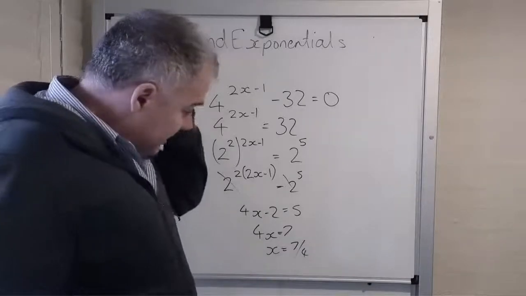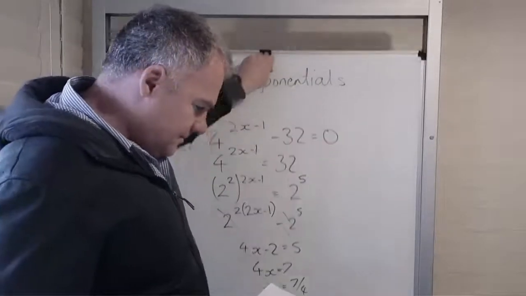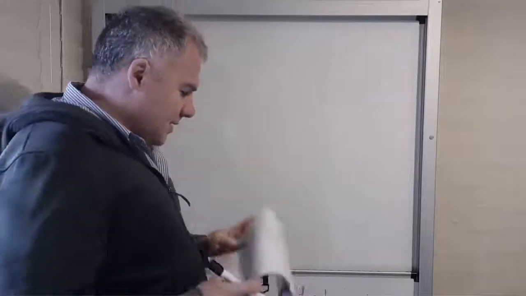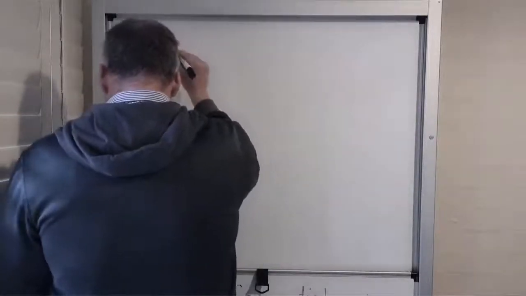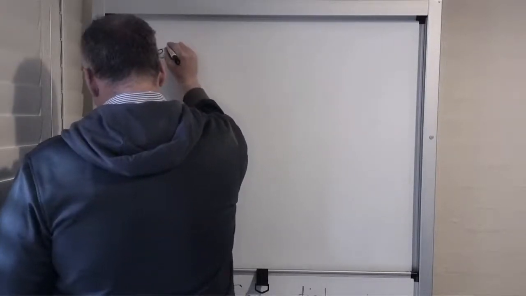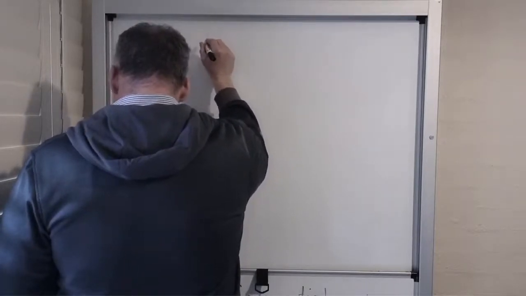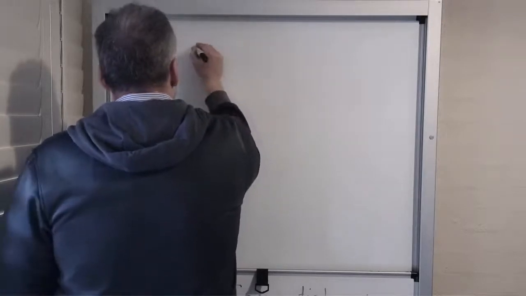Cool. Okay, the next one we'll do will be 2e from the same set, which goes 6 to the x minus 1, minus 16 equals 20.